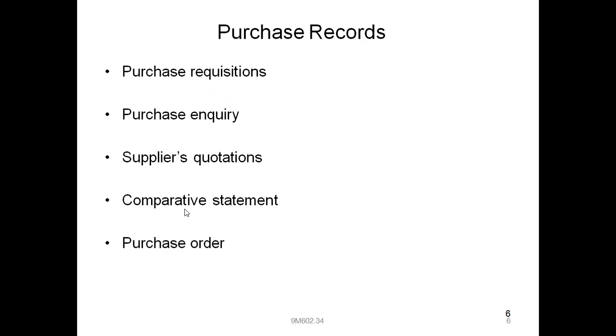So, in purchase records, the following are the records maintained by purchase department: purchase requisitions, purchase enquiry, suppliers quotations, comparative statement, purchase order, bills or invoice. So, these are the purchase records. First, the purchase requisition.